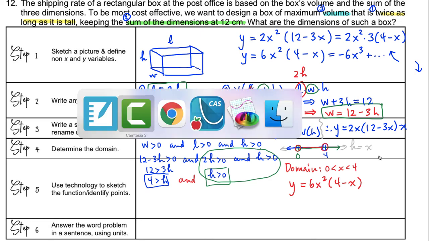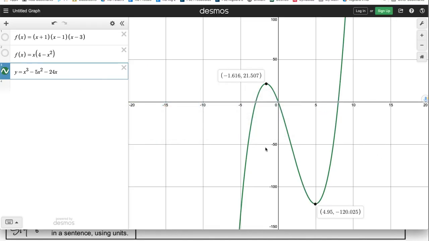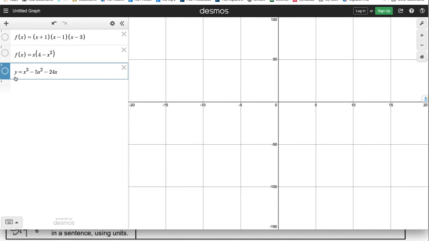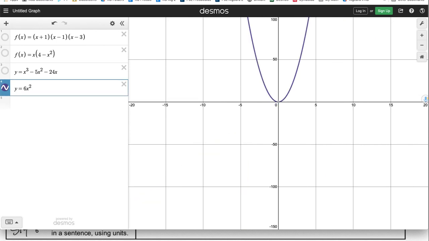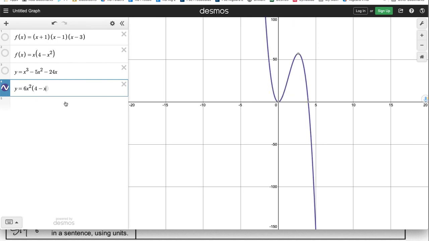And so let's just go to Desmos again and come up with a new equation. We have y equals 6x squared times 4 minus x, and that graph is only valid from 0 to 4 for x. And this is how you write the domain in Desmos. You use these curly brackets, and then you just put from 0 to 4. And so we see we've got this graph here.